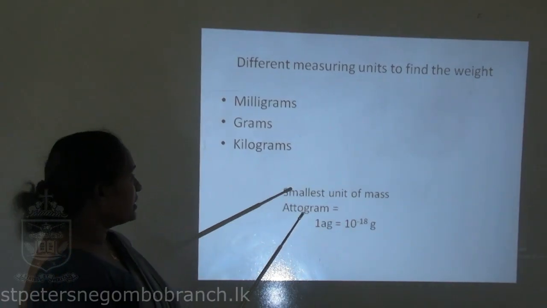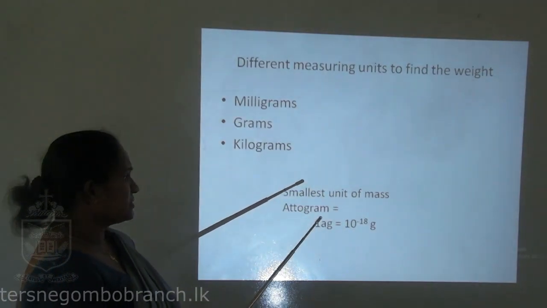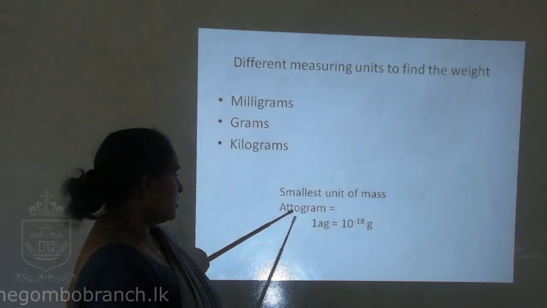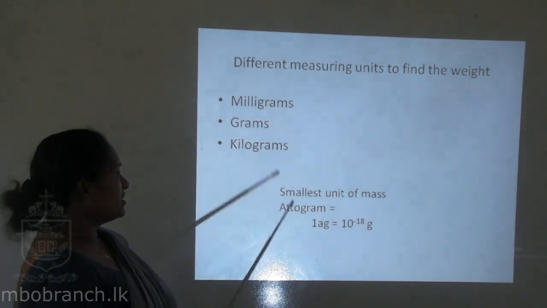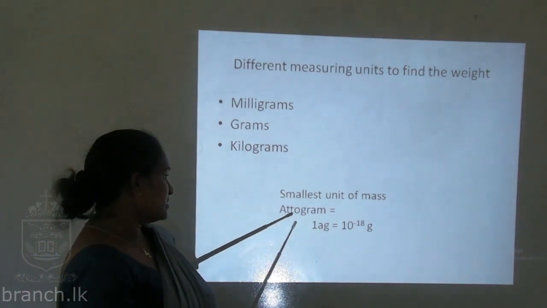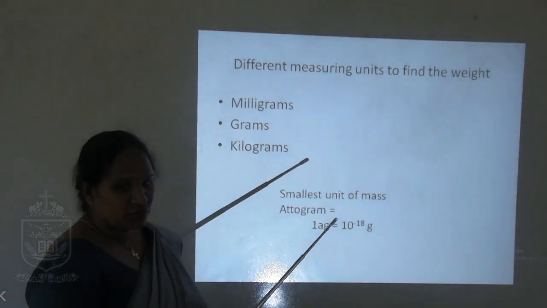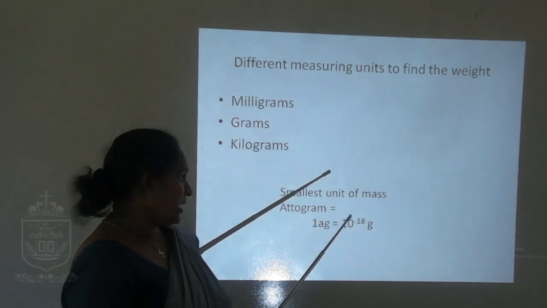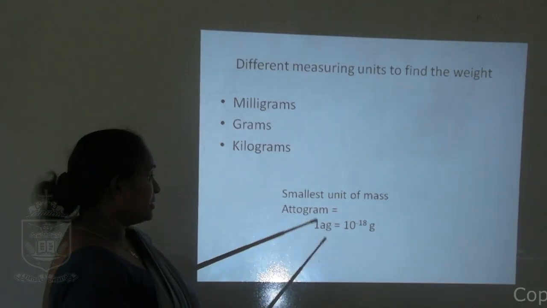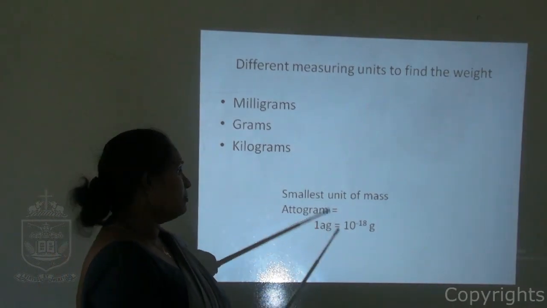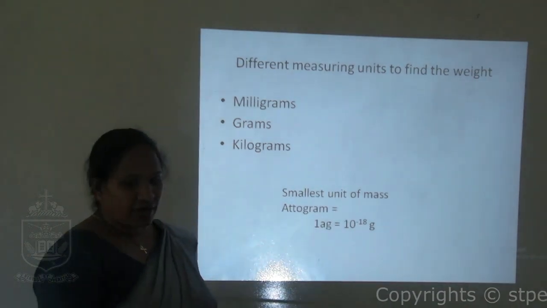And here the smallest unit we use to measure the mass is the attogram. 1 attogram is equal to 10 to the power minus 18 grams.